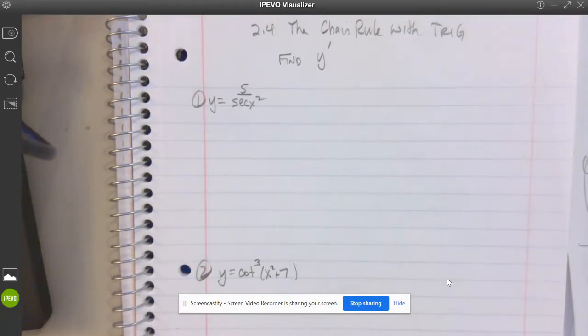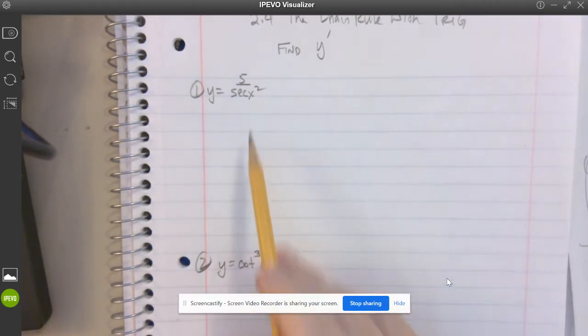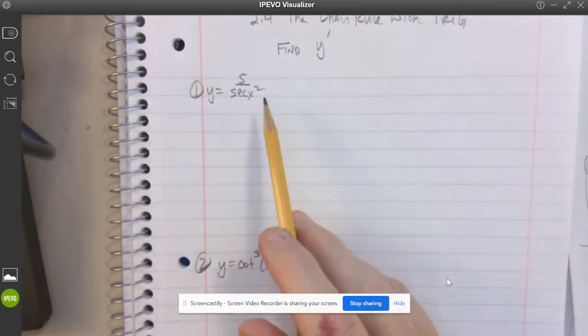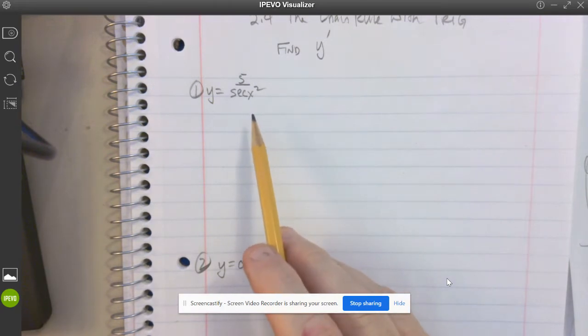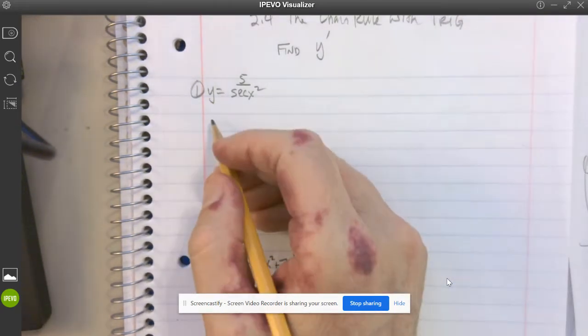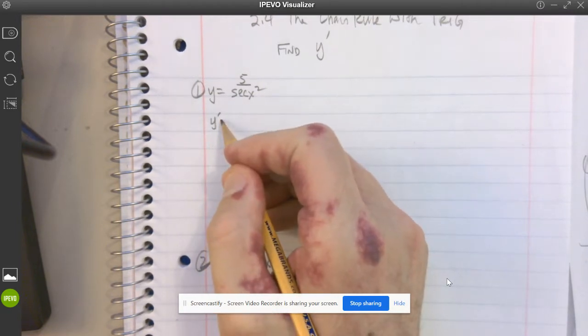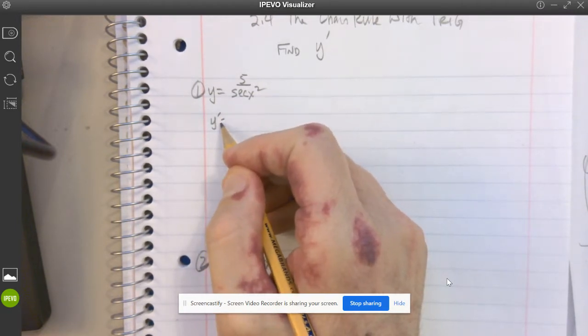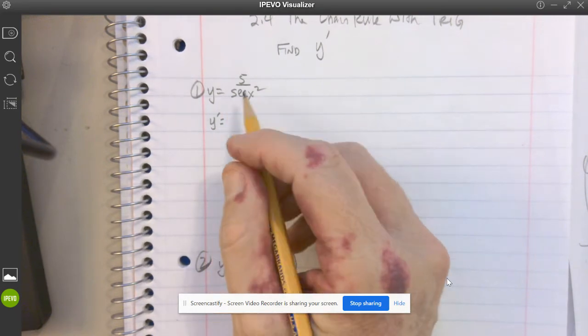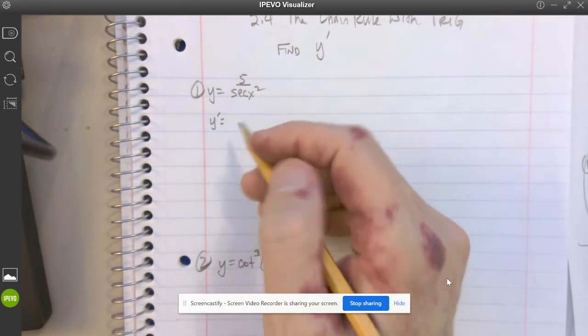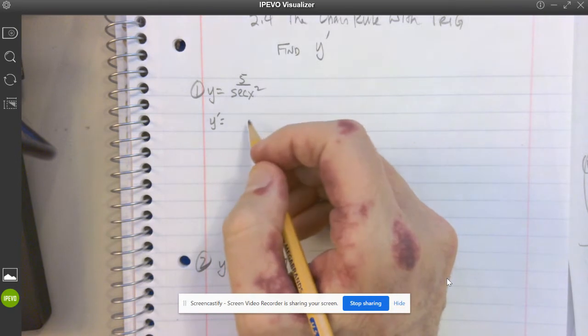Okay, so we're going to do a couple problems with trig in the chain rule. So the first one you can see is 5 over the secant of x squared. I'm going to go ahead and do the quotient rule on this one because it looks like a quotient. You may disagree with me, and that's good because that's not really how I would do this problem, but we're going to do it anyhow because it looks like a quotient.